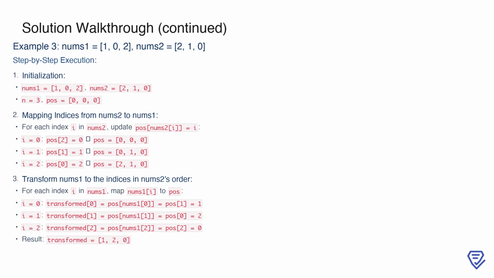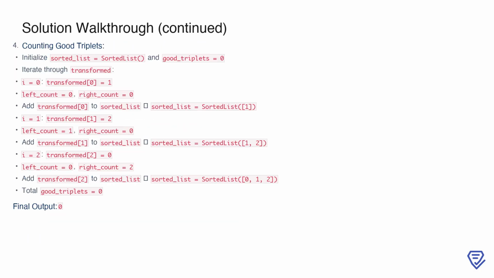Using this POS array, we transform nums1 into the indices corresponding to nums2. For each element of nums1, we map it to its position in nums2 using the POS array. The transformed array becomes [1, 2, 0]. This transformed array will guide the process of counting the good triplets. Using the transformed array [1, 2, 0], we count the good triplets.